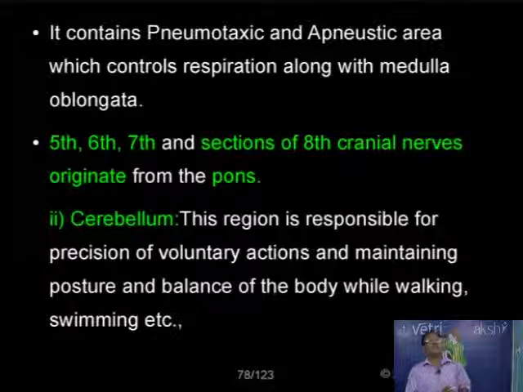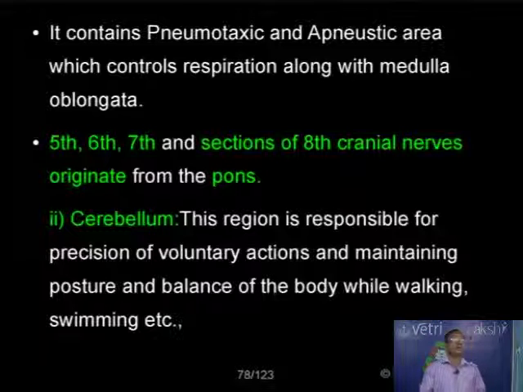This is the area from which the 5th, 6th, 7th cranial nerves and a section of the 8th cranial nerve originate. The 5th cranial nerve, 6th cranial nerve and 7th cranial nerve, and a section of the 8th cranial nerve, which is the auditory nerve, originate from the pons.